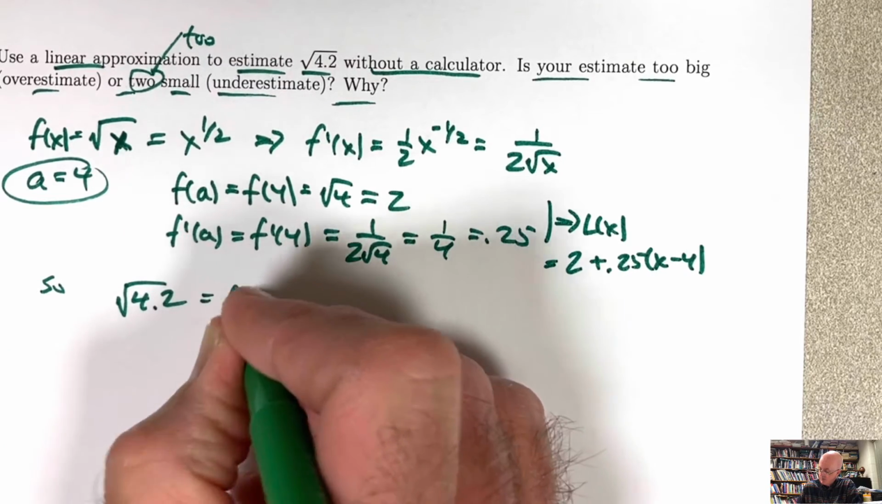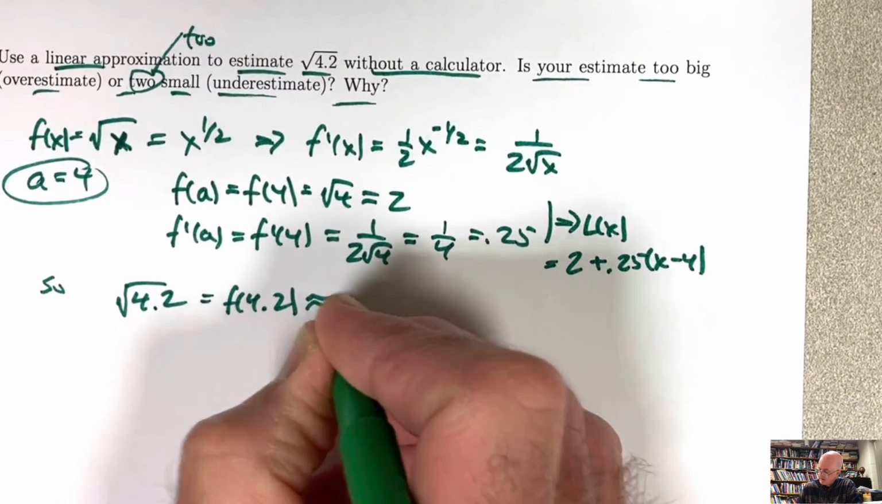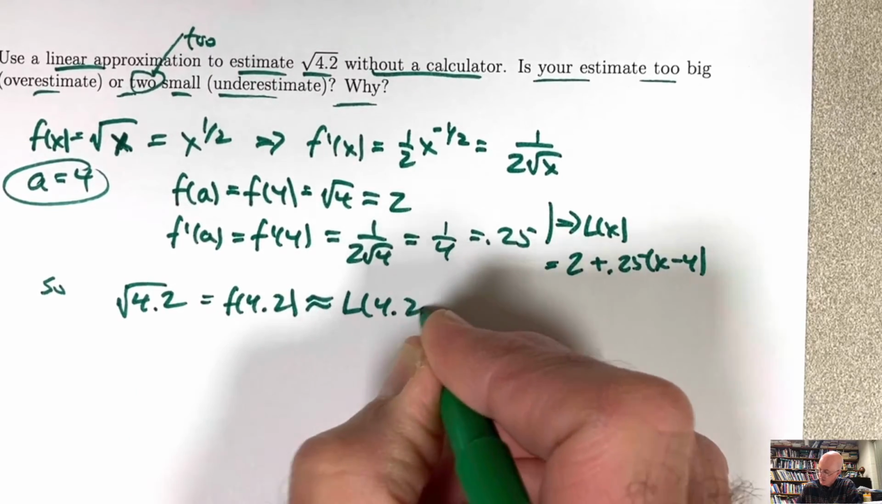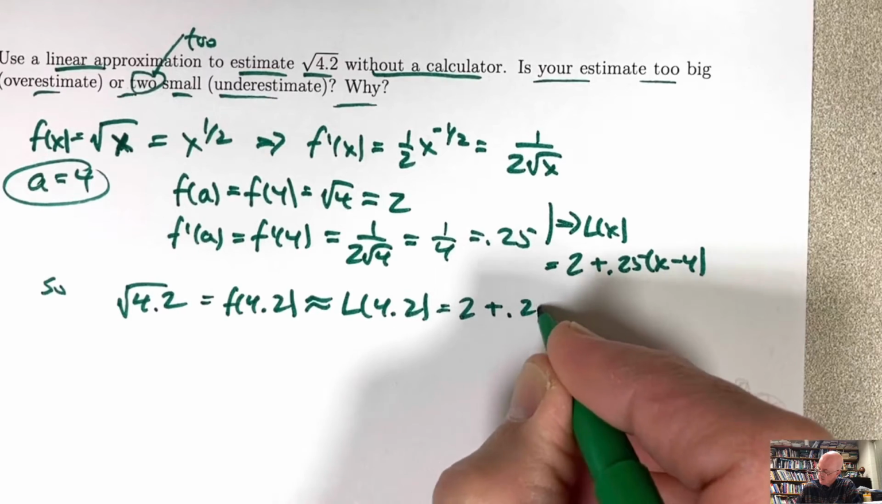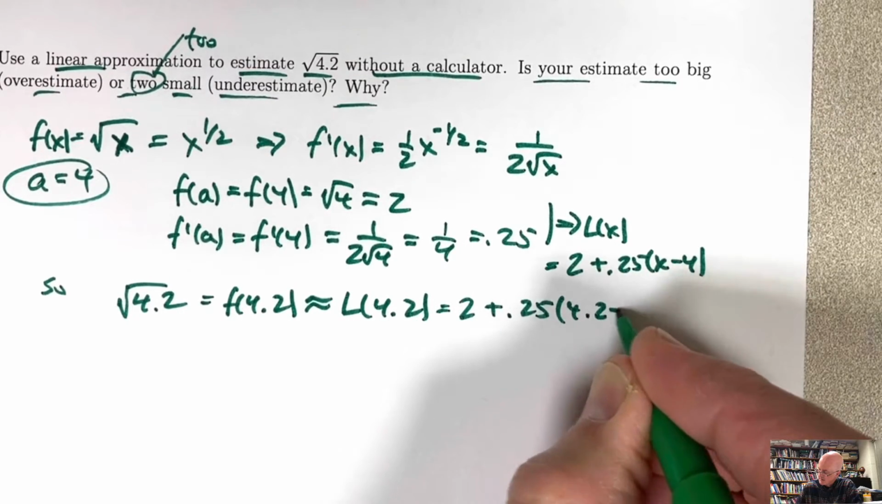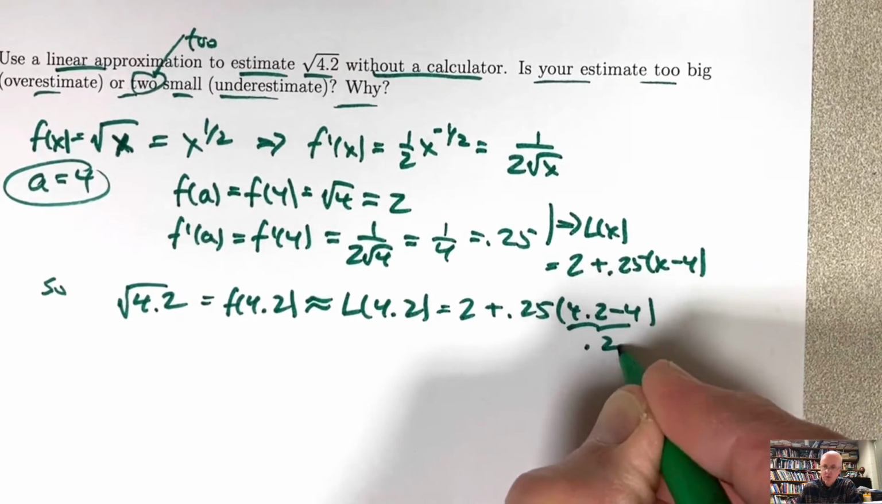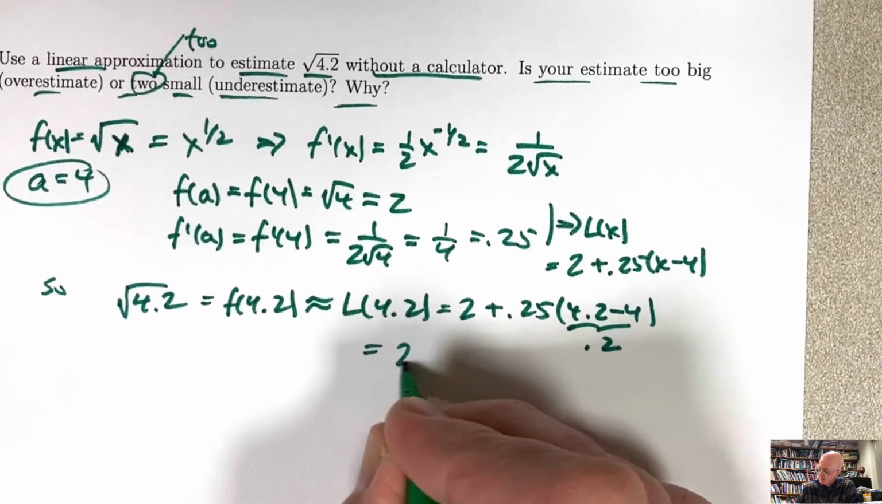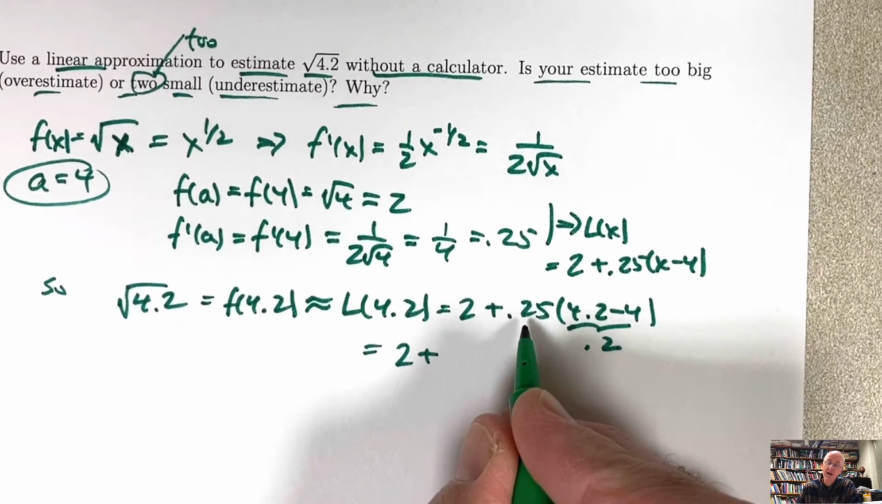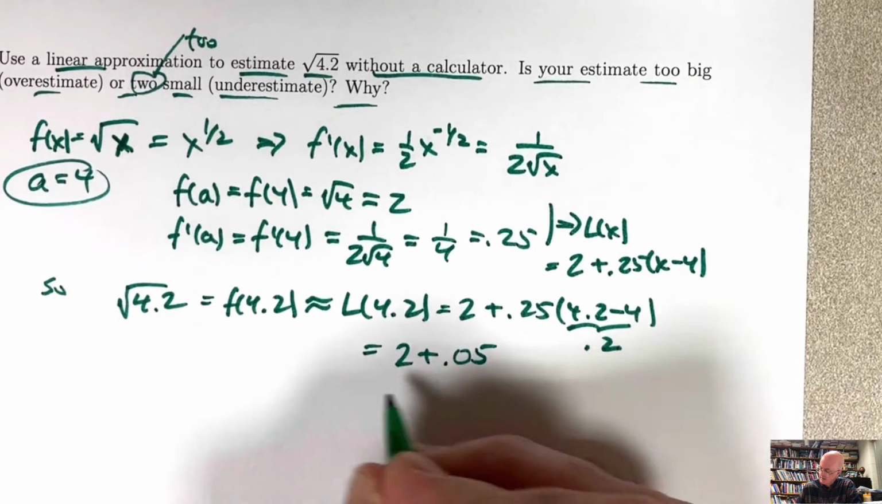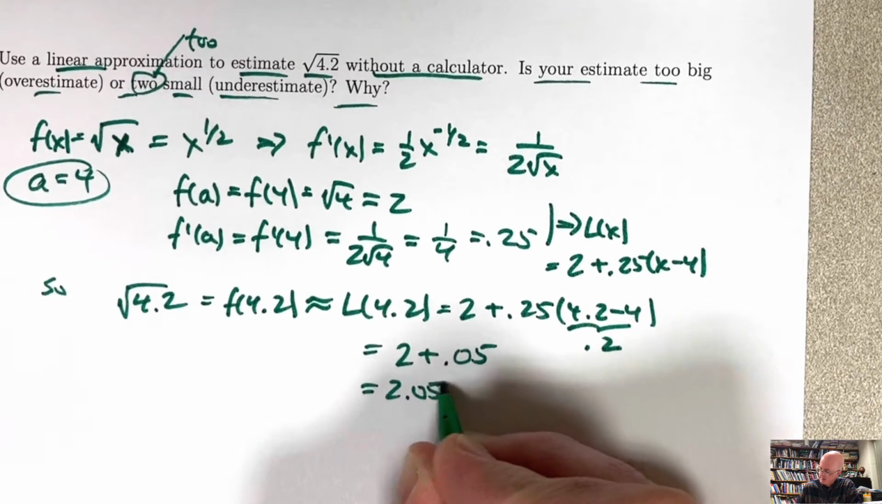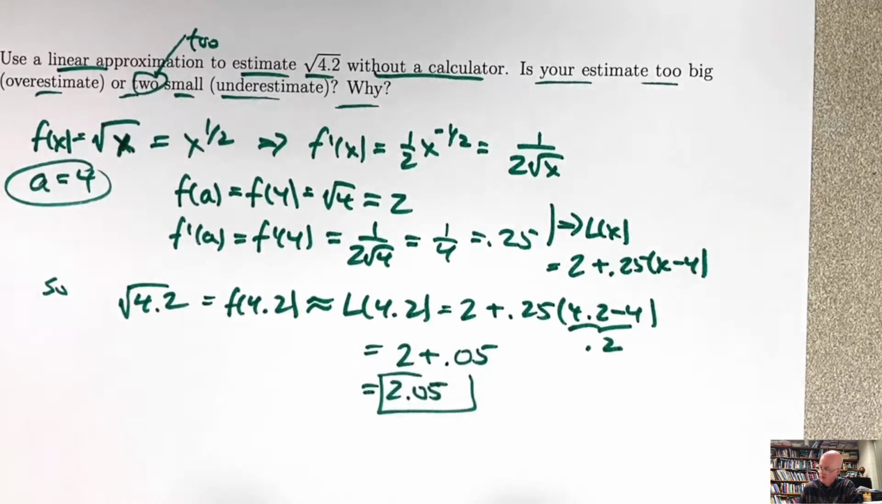This is f of 4.2, which is well approximated, we hope, by L of 4.2. Plug in 4.2 into here, get 2 plus 0.25 times 4.2 minus 4. That's 0.2. This is going to be 2 plus 0.25 times 0.1 would be 0.025. Double that to get times 0.2, 0.05. 2.05 is our approximation for the square root of 4.2.